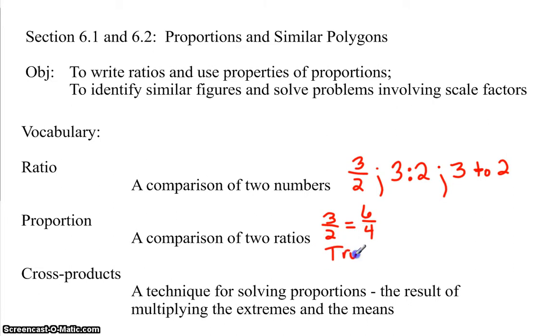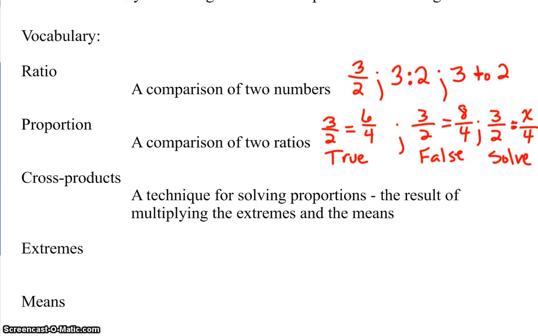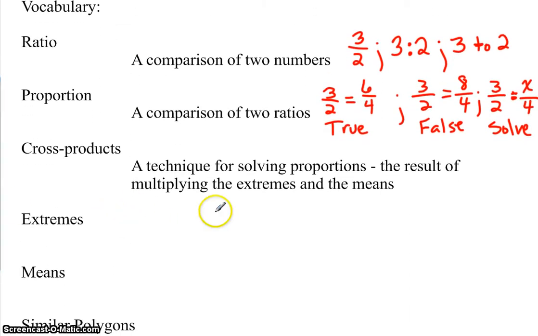This would be true. False would be 3 to 2 equals 8 to 4. And with an unknown, you might have 3 to 2 equals x to 4. And in this case, you have to solve it in order to make it true. Now, the process that we use for solving proportions is called cross products. What we do is we multiply the extremes and the means, and then we set them equal to each other. This is similar to what you did in your warm-up problem today.